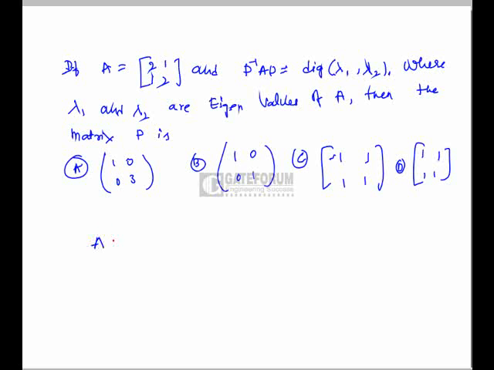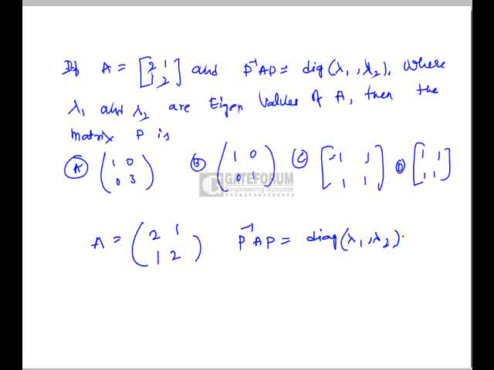In this problem, it is given that A is a matrix [2, 1; 1, 2], and also given that P inverse AP is nothing but the diagonal matrix of lambda 1 comma lambda 2, where lambda 1 and lambda 2 are nothing but the eigenvalues. Then we have to find this matrix P. Now, in order to find this matrix P, first we have to find the eigenvalues.